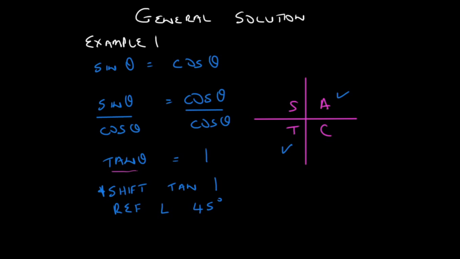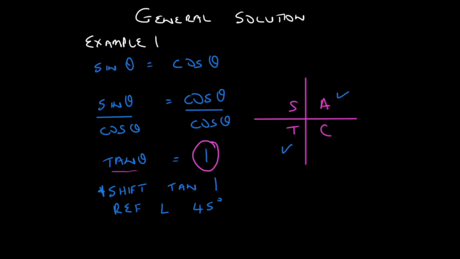What do we do now? What we do now is we do shift tan of 1 to find our reference angle. And we find that our reference angle is equal to 45 degrees. If you look at the 1, you'll see that it's positive. Where's tan positive? Tan is positive in the first quadrant and in the third quadrant. And so those are going to be the quadrants that we use.